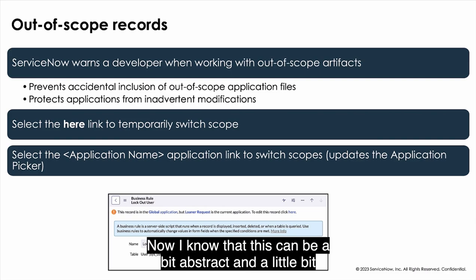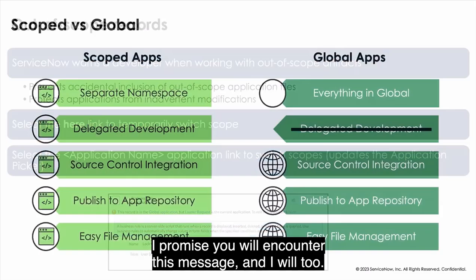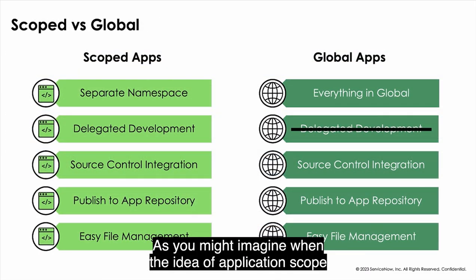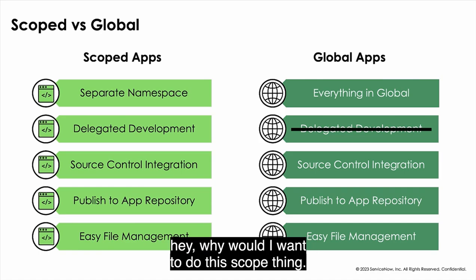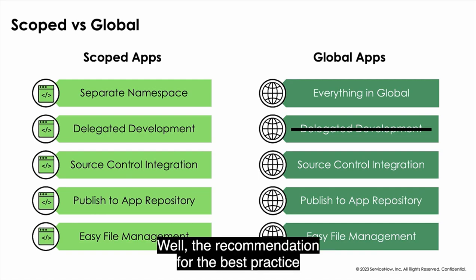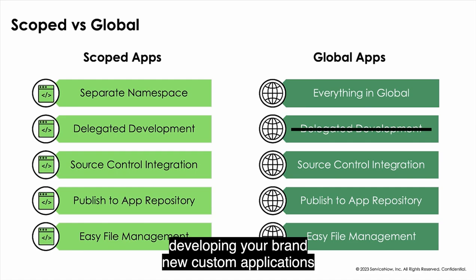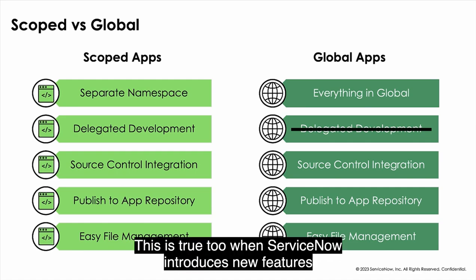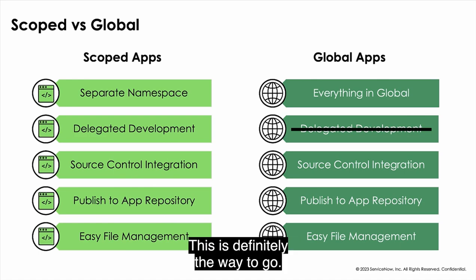Now, I know that this can be a bit abstract and a little bit difficult to visualize. I promise you will encounter this message, and I will too. As you might imagine, when the idea of application scope first dropped, there was a lot of discussion around like, hey, why would I want to do this scope thing? I'm worried about losing out on some functionality if I develop it in a private scope. Well, the recommendation for the best practice is, and has been ever since, that in all but the most edgy of edge cases, you're going to be developing your brand new custom applications in their own scope. This is true, too, when ServiceNow introduces new features into the platform. They are very often contained in their own scope. This is definitely the way to go.